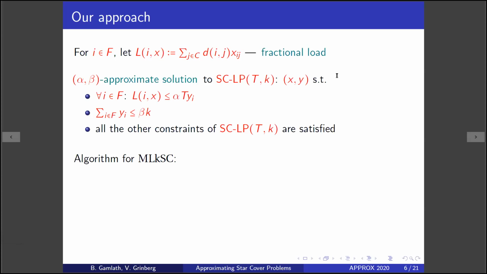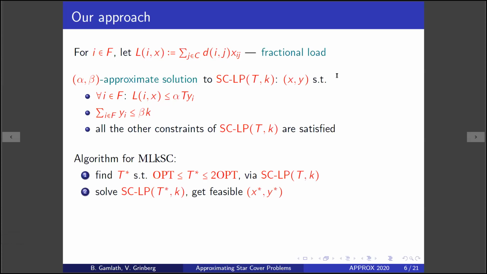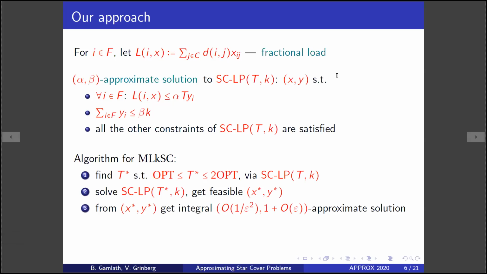On a very high level, our algorithm for MLkSC works as follows. Using binary search, we find the value T star of load that is close to the optimum by solving SCLP multiple times and checking its feasibility. Quite a standard procedure. Having obtained such value T star, we solve the star cover LP with parameters T star and K, and obtain a feasible solution (x star, y star). Then we round this solution to get the desired integral bicriteria approximation.